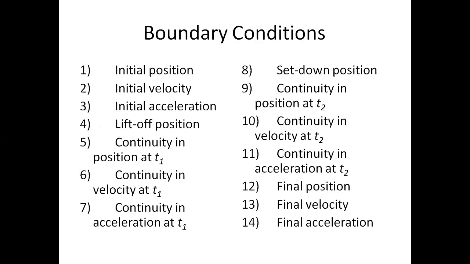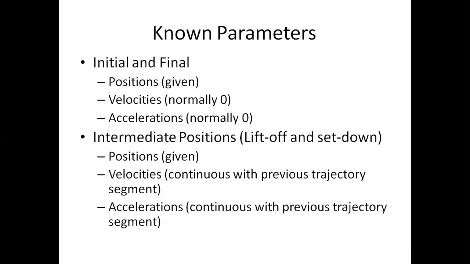What are all the boundary conditions we'll require? We'll have an initial position, initial velocity and initial acceleration. Similarly, we'll have a lift-off position, and the continuity in position, velocity and acceleration, which applies to both T1 and T2. After lift-off we'll have a set-down position. Similarly to the initial case, we'll require a final position, final velocity and final acceleration. So considering the known parameters, the initial and final values are known, and the intermediate values are known.